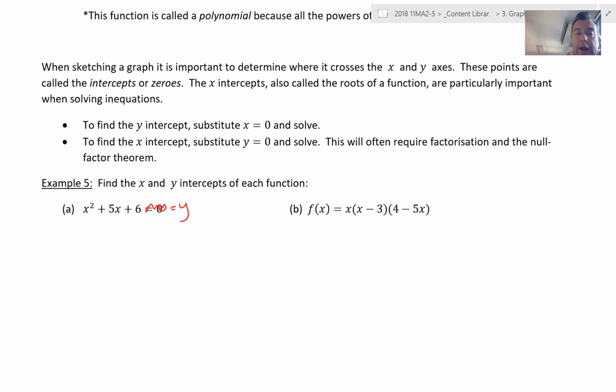To find the y-intercept, substitute x equals 0. For the x-intercept, y equals 0. Think about that in a number plane. What does that mean? The y-intercept is where it crosses the vertical axis. That's where x equals 0. It's where I haven't left the origin side.